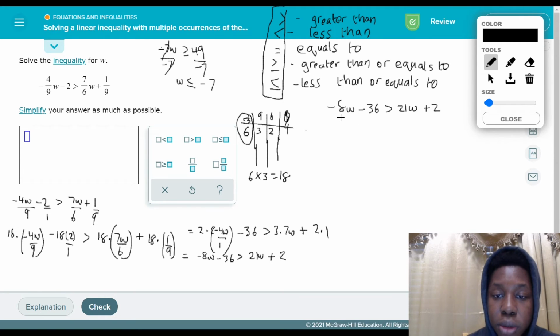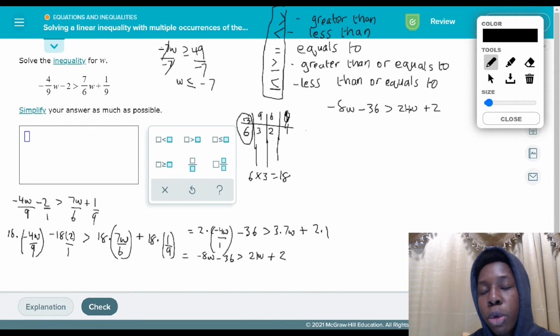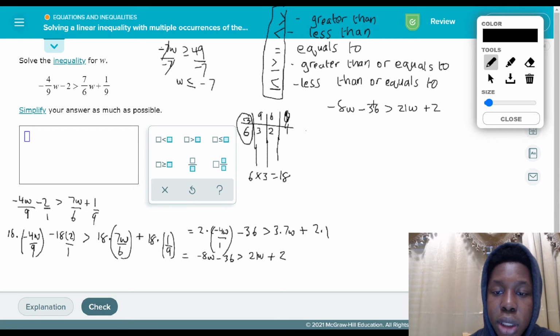So this is minus 8w minus 36, right? We want to take the w's to one side and normal numbers to the other side. So this is minus 8w, and the 21 comes over here, because this is a positive 21w. Once it goes to the other side of the equation, it turns into a negative, so minus 21w. Whenever a number flips to the other side of the equation, it always changes sign. If it's positive, it changes to negative; if it's negative, it changes to positive.